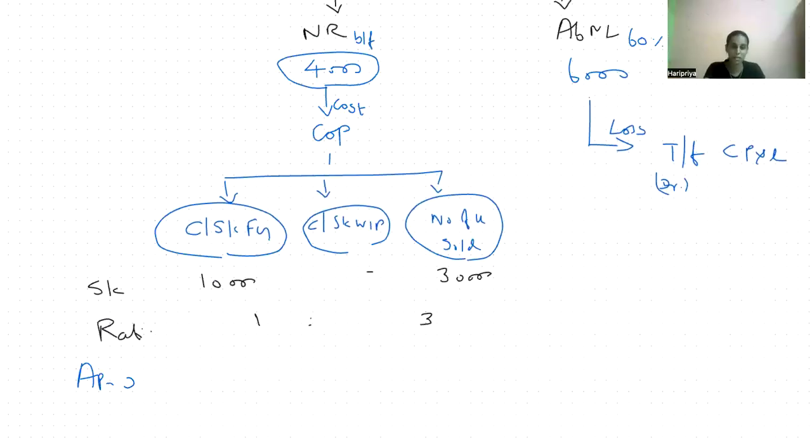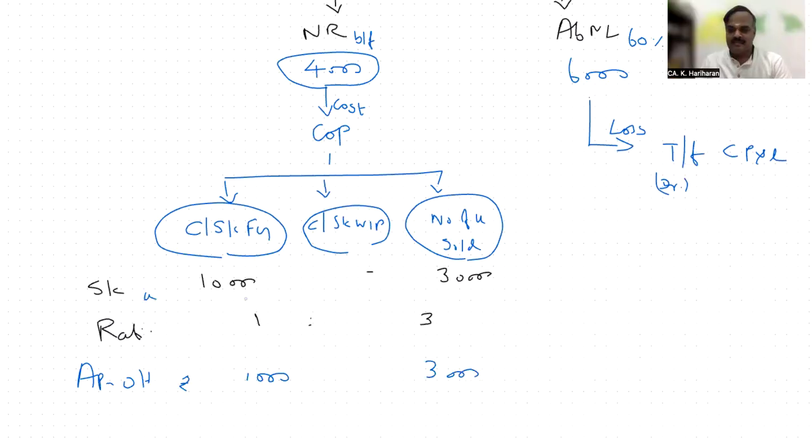And 3,000 rupees forms part of the units sold, Kanna. Okay, so 1,000 and 3,000. Got the clarity, my dears? Are you with me? Any doubt in the accounting treatment? Now, listen here, Kanna.